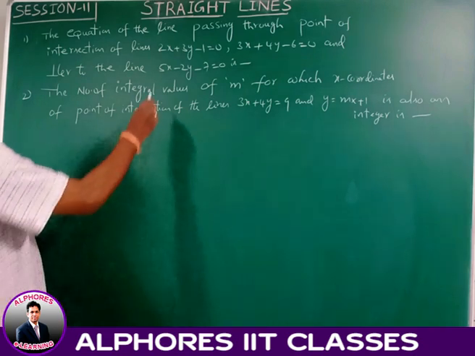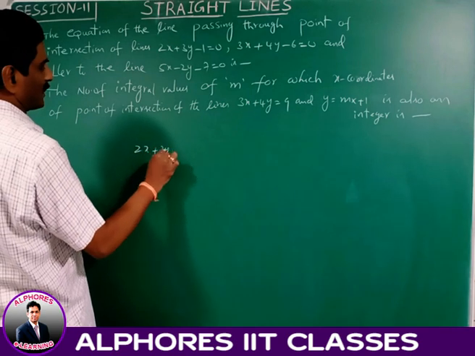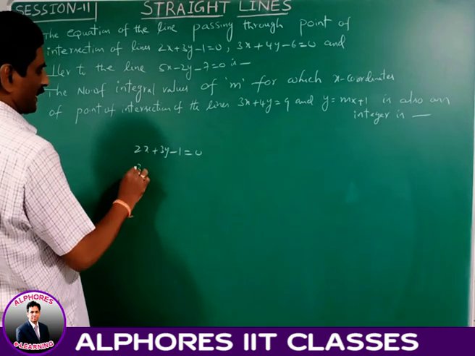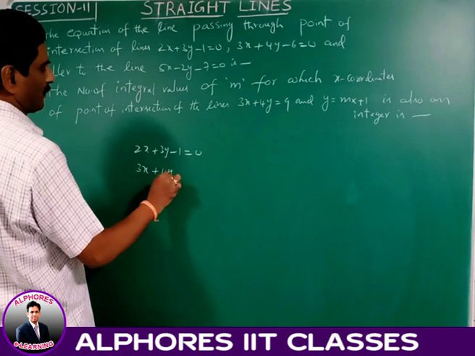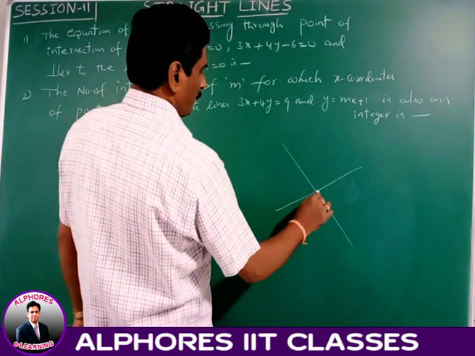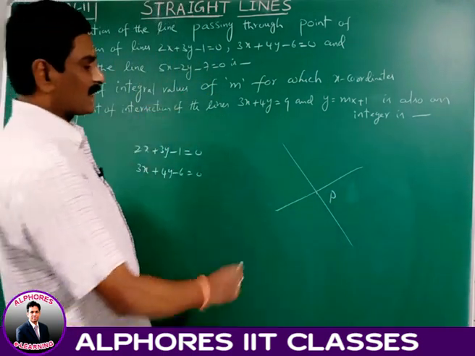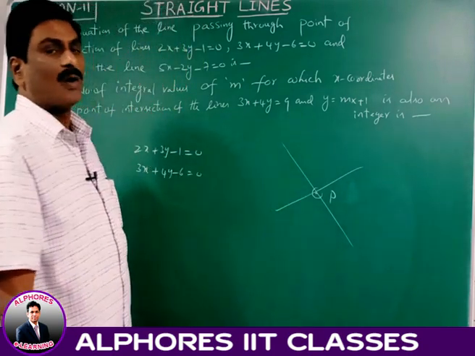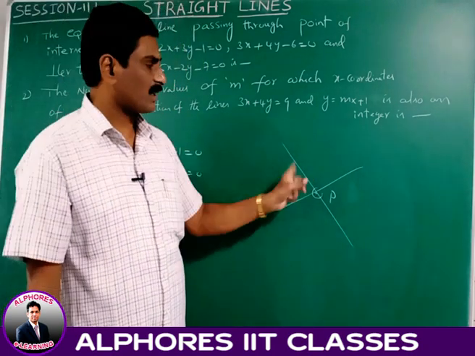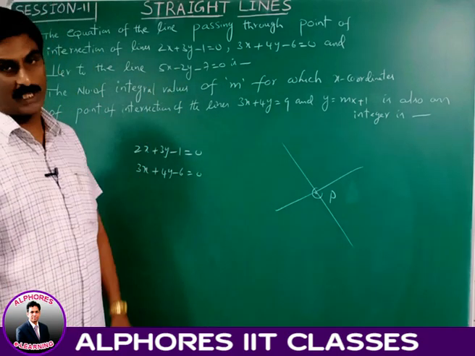In this case there are two lines. First line is 2x plus 3y minus 1 is equal to 0 and second line equation is 3x plus 4y minus 6 is equal to 0. These two are intersecting at a particular point P. Now the required line is perpendicular to this line and passing through this point. So first we find the point of intersection of these two lines. Next we find the equation of the line which is perpendicular to this line.